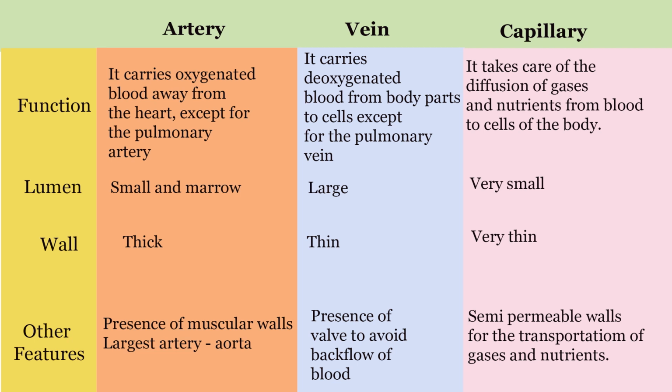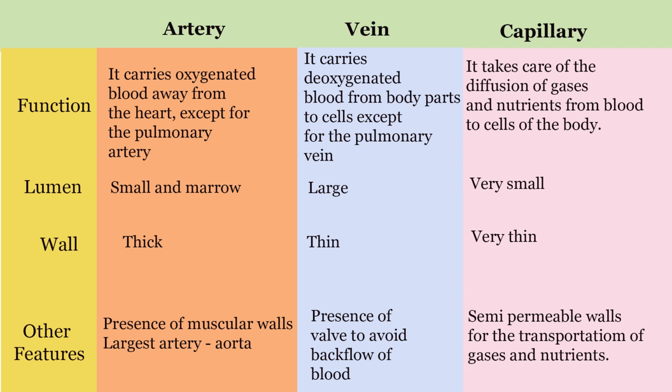And the second one is the vein. The function is to carry the deoxygenated blood from the body parts to the heart, except for the pulmonary vein. The pulmonary vein is a vein that carries the blood from the lungs to the heart. So the lumen of the vein is large and the wall is thin. The other feature is the presence of valves to avoid the backflow of blood.